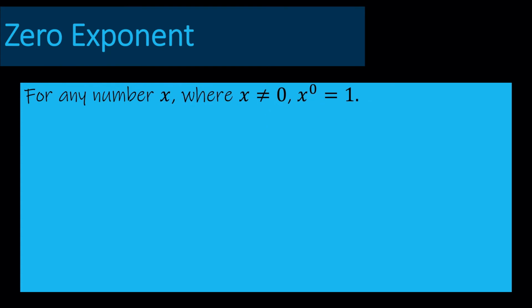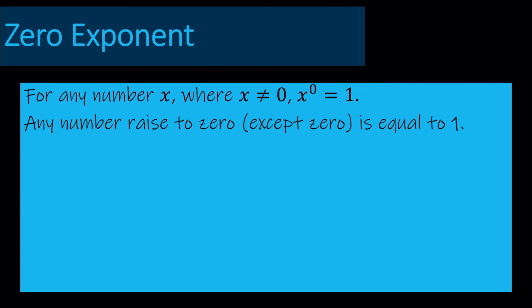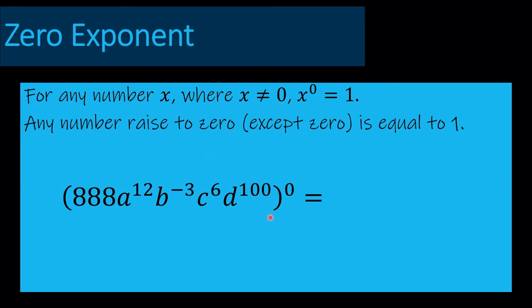Next, we have the zero exponent. Always remember this one. For any number x where x is not equal to 0, x to the power of 0 is equal to 1. Or in words, any number raised to 0 except 0 is equal to 1. Again, it's emphasized that x should not be equal to 0 because 0 to the power of 0 is undefined in mathematics. So for example, no matter how complicated the expression inside the parentheses, as long as it is raised to 0, that is equal to 1. That's it. Very simple.